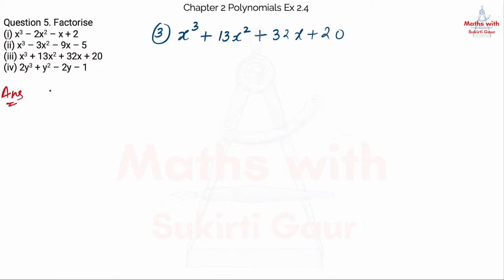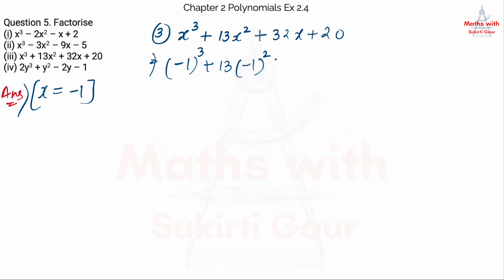Now again we are going to try some of the values on our own. Let us try -1, because I can see all the terms are positive, and if we try any positive value it is never going to give us 0. So let us try some other value. Let's say -1. So -1 cube plus 13 into -1 square plus 32 into -1 plus 20.